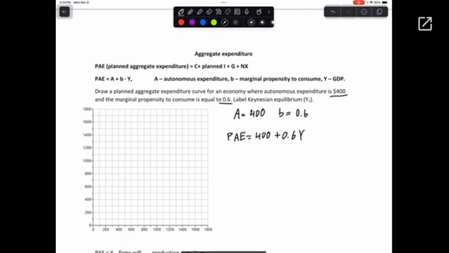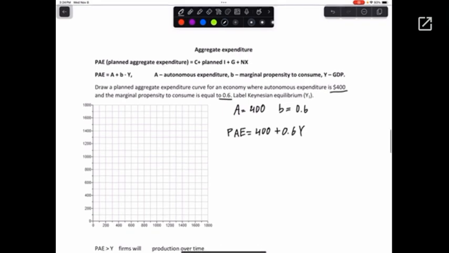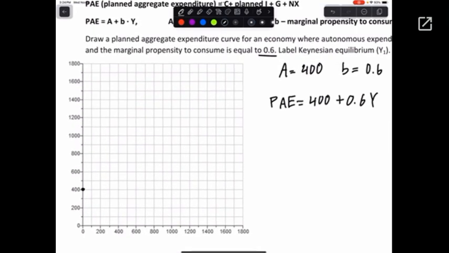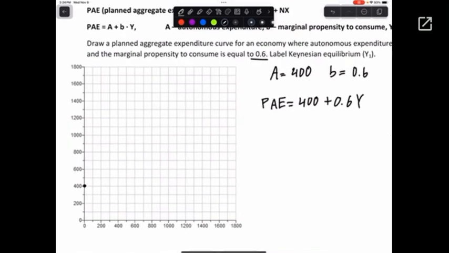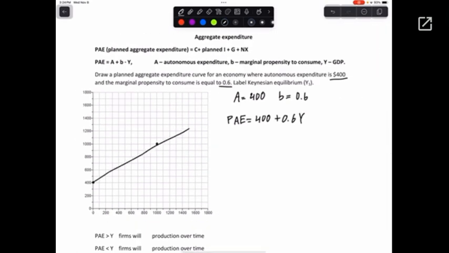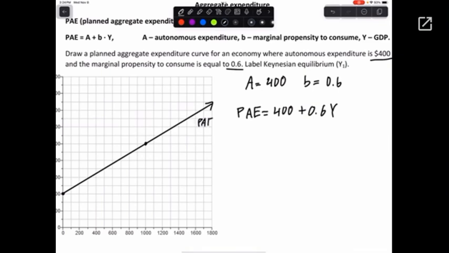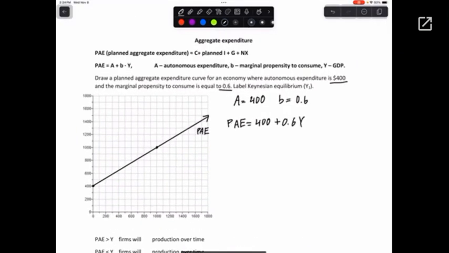We can go ahead and put this on the graph where autonomous expenditure is going to be the y-intercept at 400, and the slope is equal to the marginal propensity to consume, or B, which is 0.6. So with an increase in 600, we'll go over 1,000. So we can go ahead and connect these points to get our planned aggregate expenditure line.